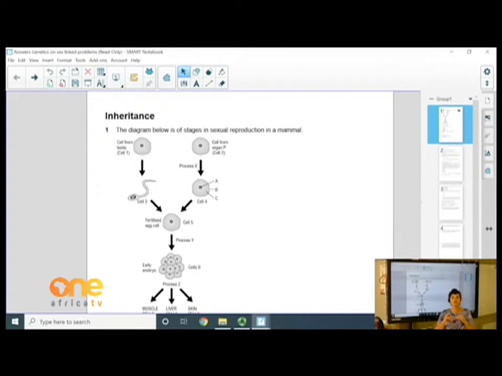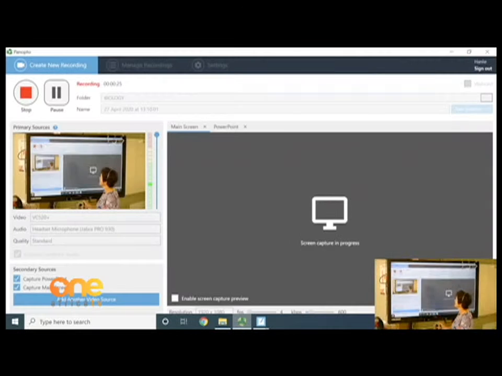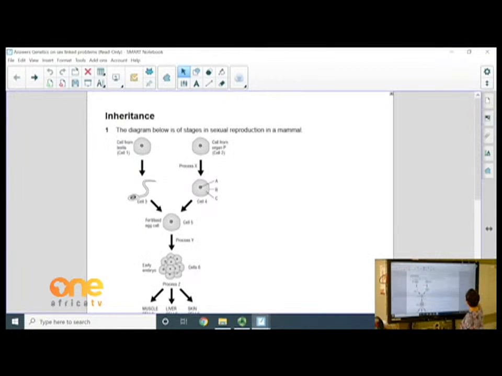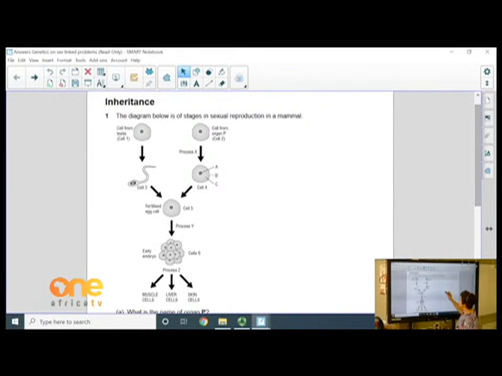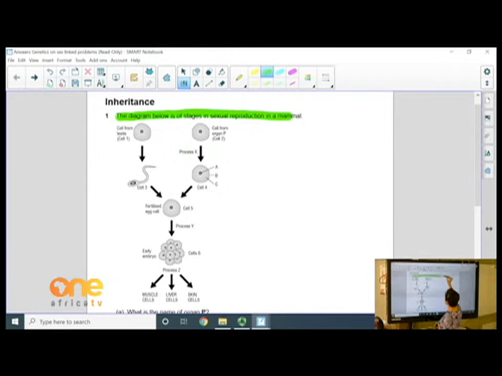What do you have to read into a question? Okay, what do you have to read into a question? So, when we look at the first question, it is always important to check what information is provided.